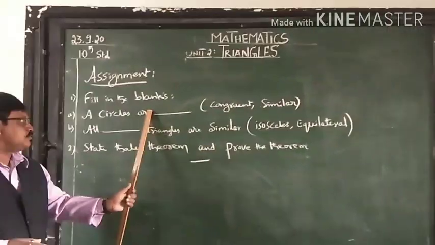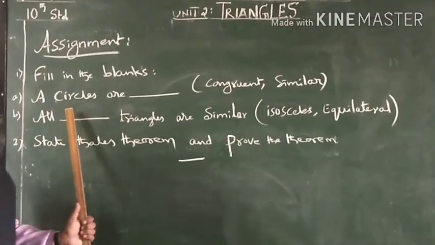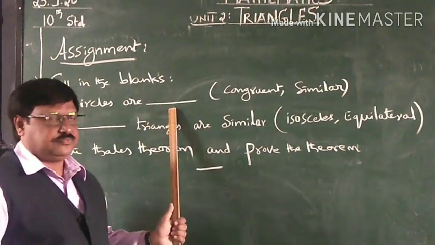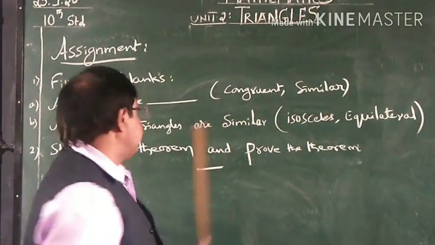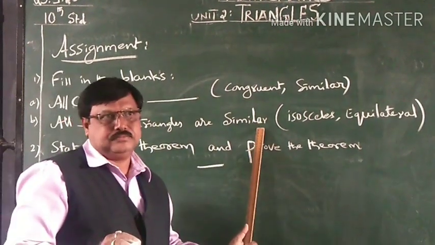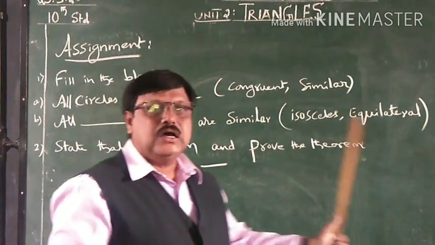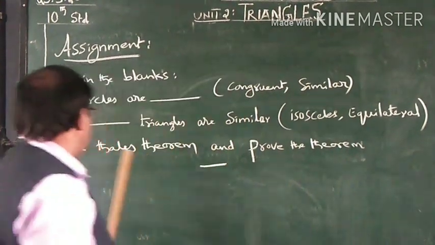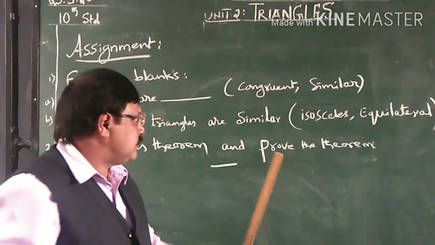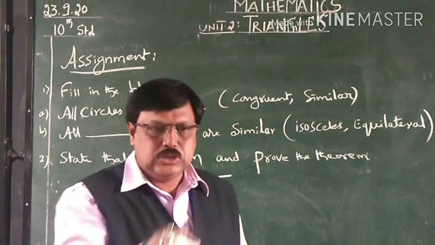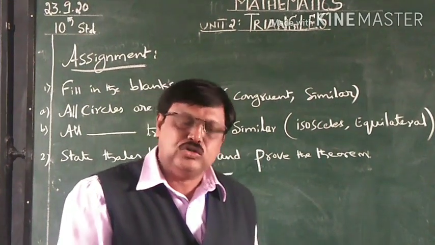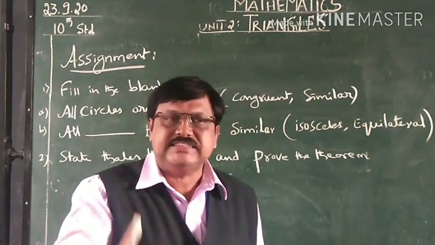Fill in the blanks. All circles are dash, congruent or similar. All dash triangles are similar, isosceles or equilateral. State Thales' theorem. You write the statement 2.1 and prove that theorem. You write this theorem 3-4 times in your notes and also in your homework 2 times, then you will understand this theorem.